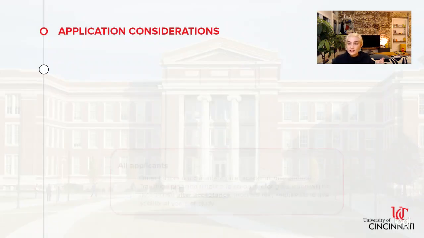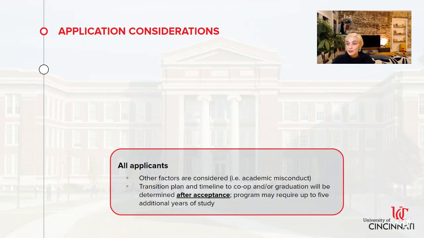Application considerations. There are 2 things that are true for everybody. The first is that there are other factors that might be considered. An example would be a student who had multiple instances of academic misconduct. That could play into our decision making about whether or not to accept that student to one of our programs. Something else to keep in mind is that students' official transition plan, the classes that they're going to take over the next few semesters, and their timeline to co-op or graduation are officially determined after acceptance.